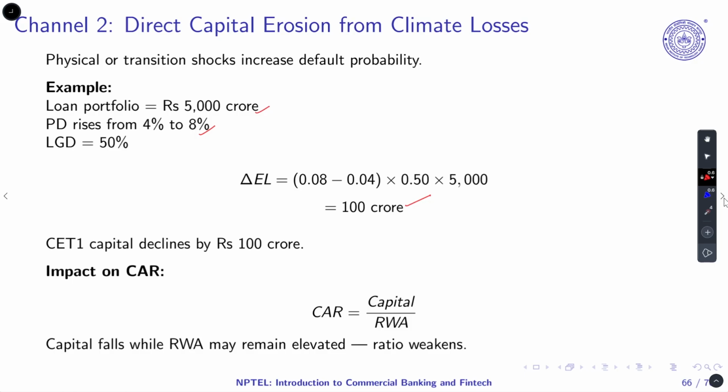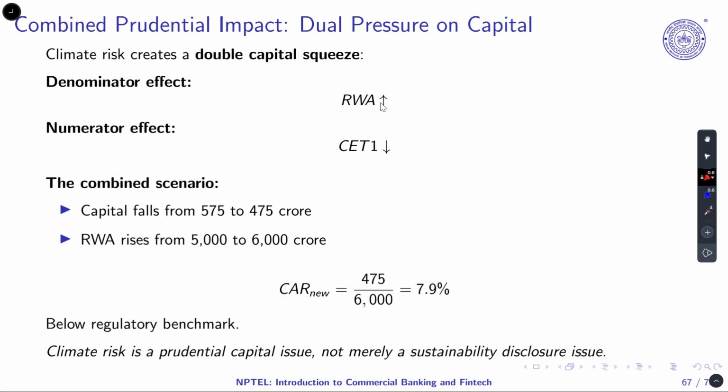So overall what we are seeing is your denominator is also increasing because of climate risk, and your CET1 is also declining because it is eaten by the common core capital. So this leads to the capital falling from 575 to 475 crore, and we are seeing the risk weighted asset rising from 5,000 to 6,000 crore. So overall the new CAR is coming out to be less than 8%. Under Basel I it was recommended to be 8%. So here you can see that the RWA and capital erosion both are making the bank riskier, and they have less of capital adequacy standards, and this is where it is very important.